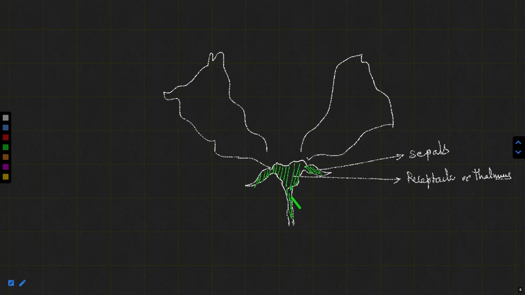Okay? Now these are the petals. These petals could be variously colored. Sometimes it is pink, sometimes red, yellow, orange, depending upon the type of pigments they have in the flower. You can see the rose having different colors. So that rose has that type of pigment, chromatophores. Okay, so like this.